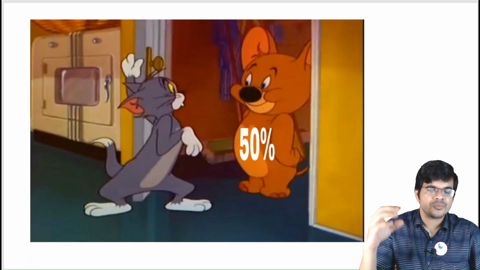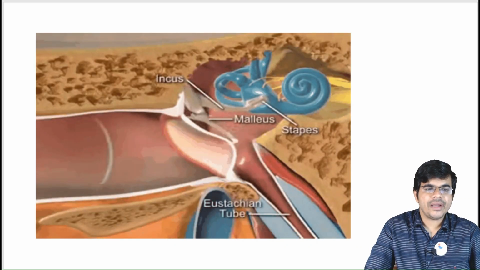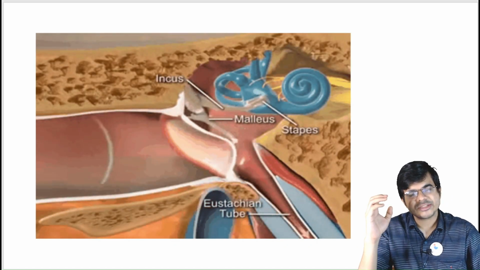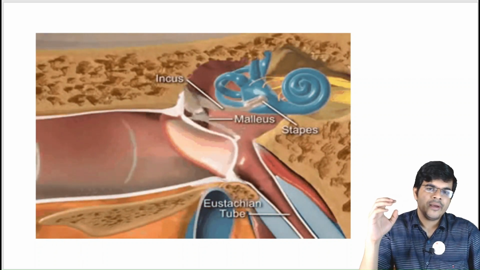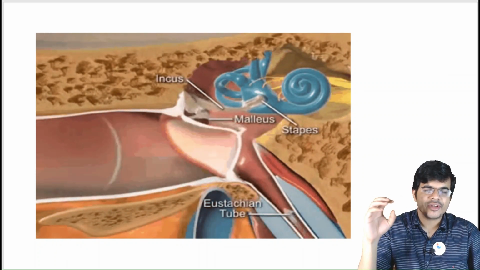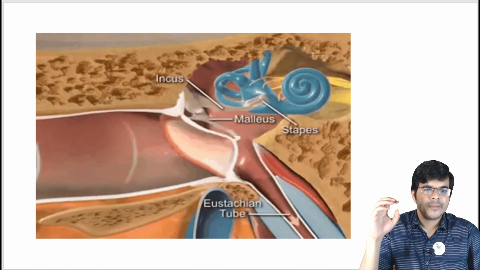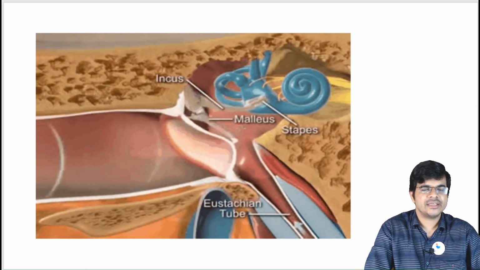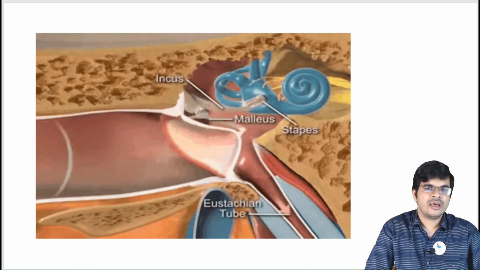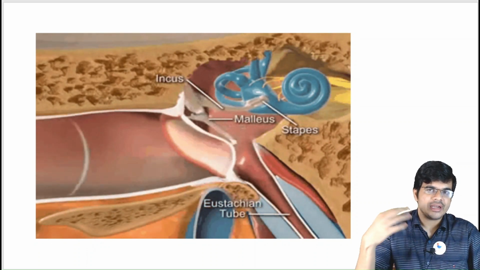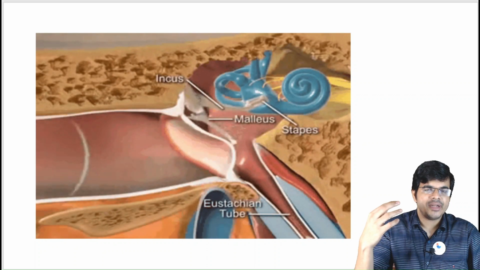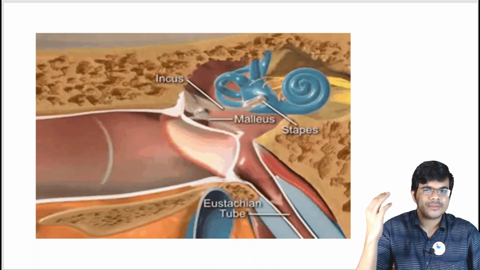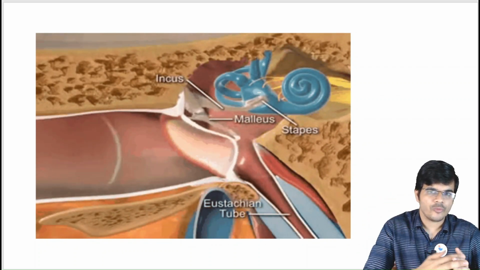Why is it so? Because of something known as impedance matching. Impedance matching is the function of the middle ear. Now what is this impedance matching? What do you mean by impedance? Impedance is actually the opposite of conductance. You can think of it in terms of resistance, the resistance offered.